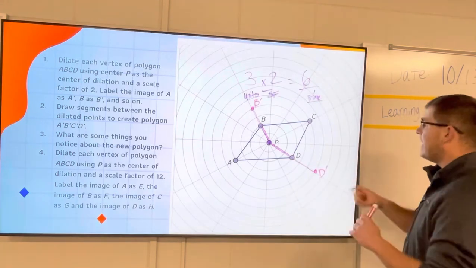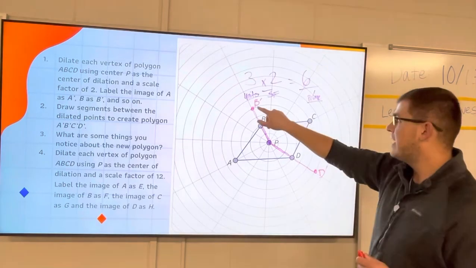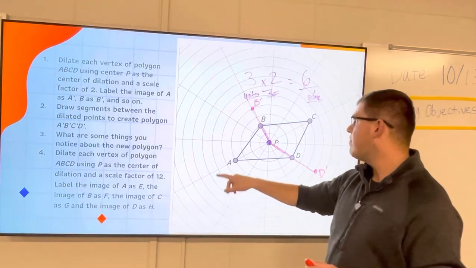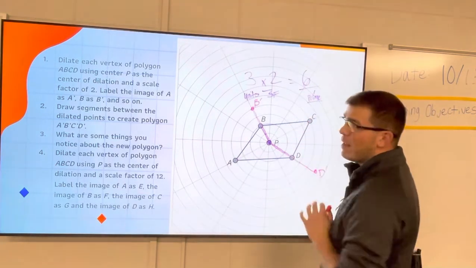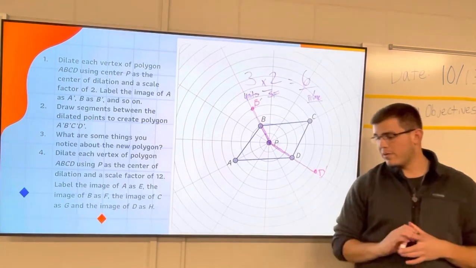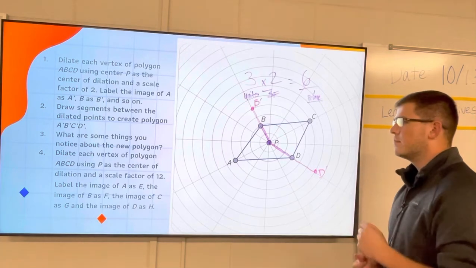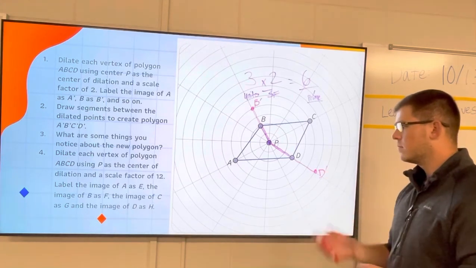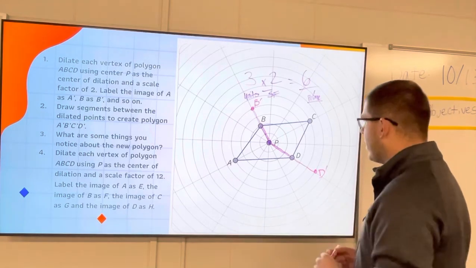And then I want you to connect these new vertices. Okay, so you're connecting B prime to C prime, C prime to D prime, D prime to A prime, A prime to B prime, to make a dilated A prime polygon. So complete that on your paper now. Okay, let's come back.